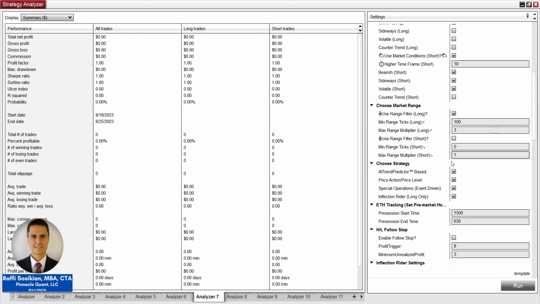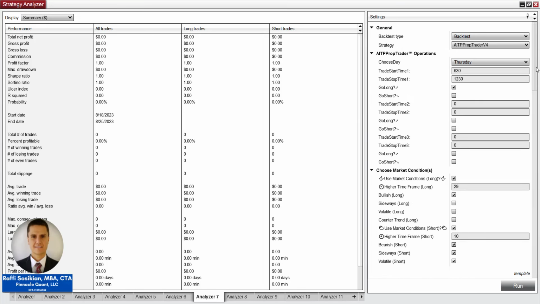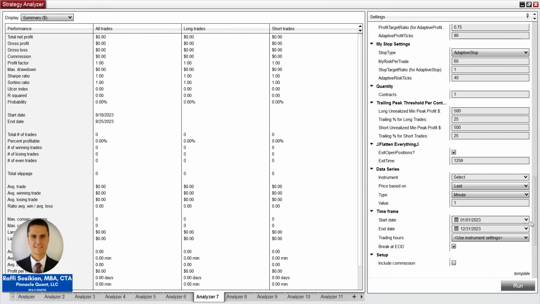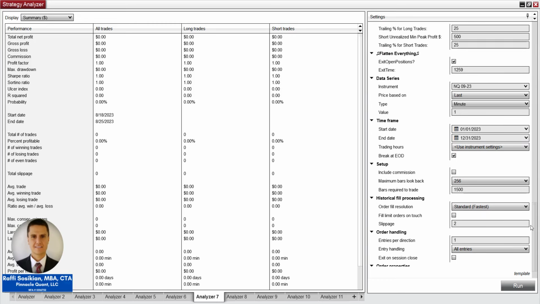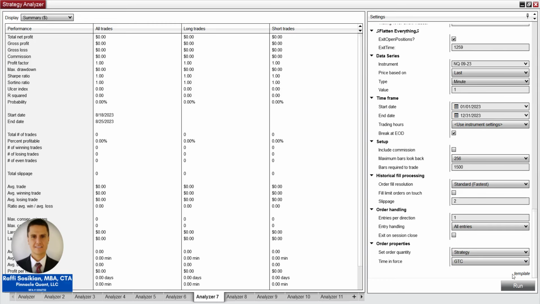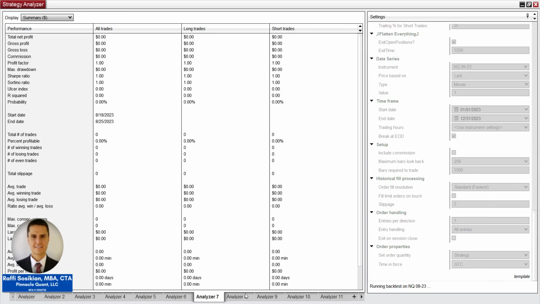This one, I've got all 4 strategies selected. Okay, so that's an interesting twist. 6:30 to 12:30. NQ. We have enough slippage. Okay, now let's do finally Friday.